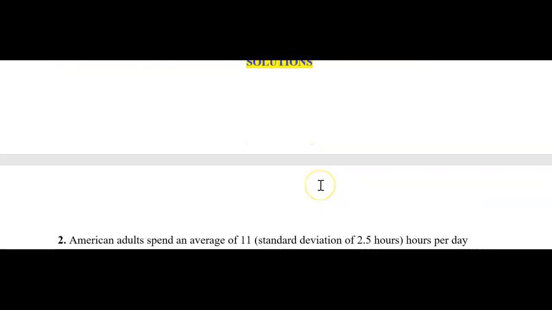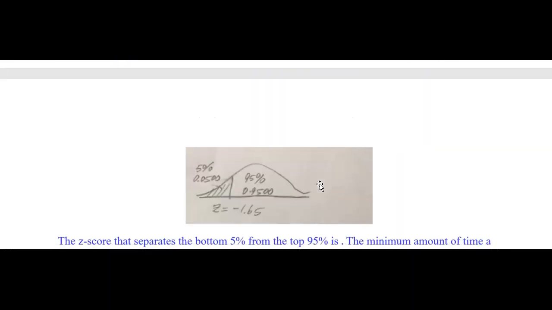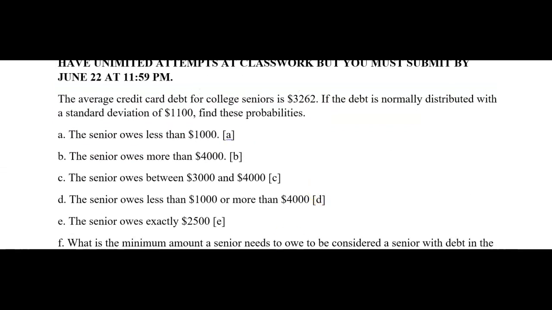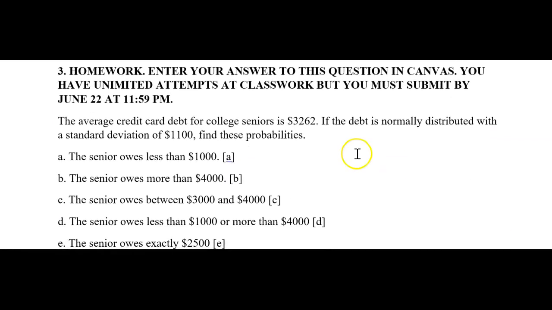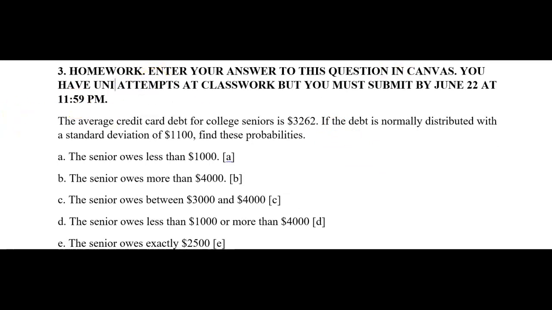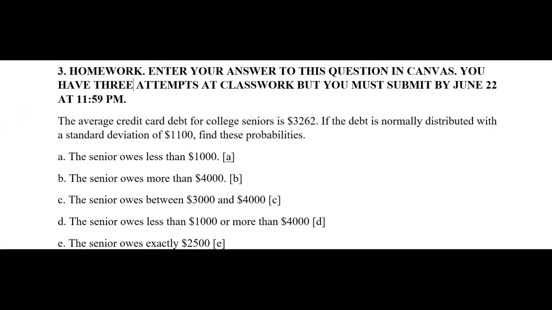Okay, and then there's also a homework question as well. I don't want you to see the solutions. Remember, you have homework. You do not have unlimited attempts for homework. You have 3 attempts at homework. I copied and pasted and corrected. Right, I give you 3 attempts. You usually have 2. I'm deciding to give you 3, and you must submit by June 22nd, 11:59 p.m. So for homework, you have to enter your answer again in Canvas.